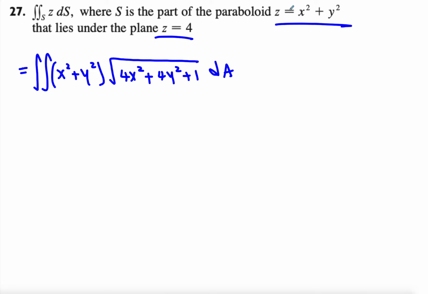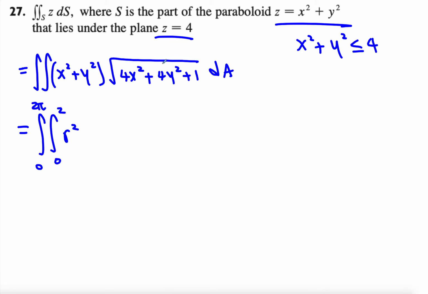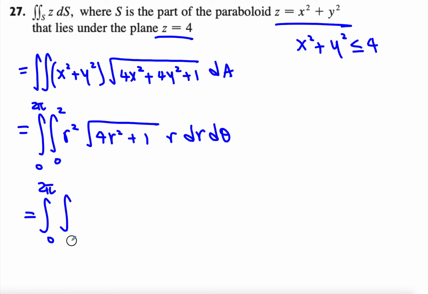But wait a minute. On that paraboloid, when z is equal to 4, our domain now becomes x squared plus y squared less than or equal to 4. So, okay, this is clearly calling for polar coordinates. So what we're going to be doing is 0 to 2 for r, and then 0 to 2 pi for theta. So we get r squared, and then here we get the square root of 4r squared plus 1, and r dr d theta.